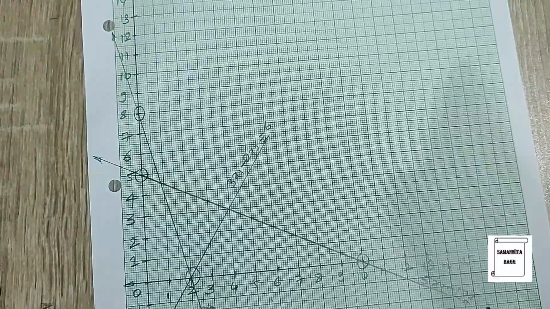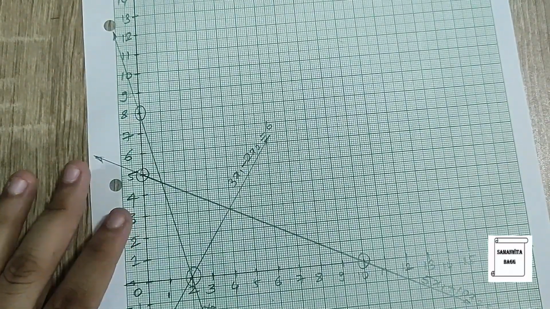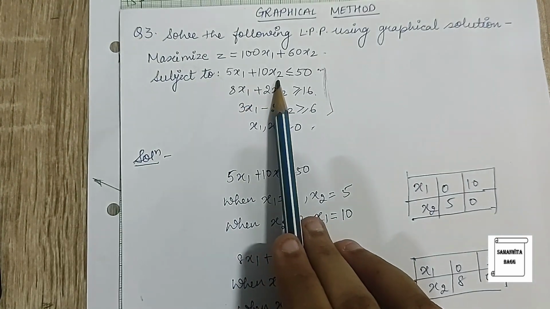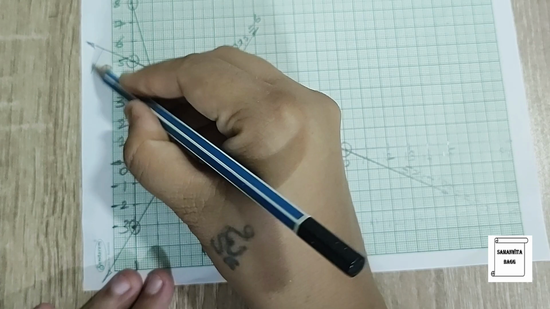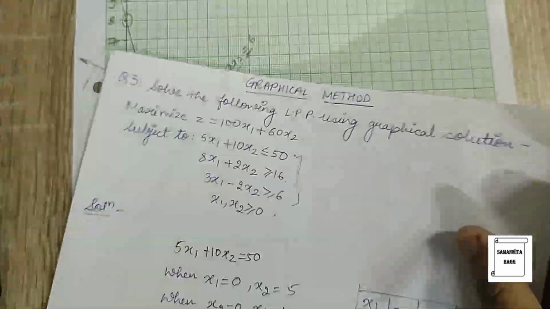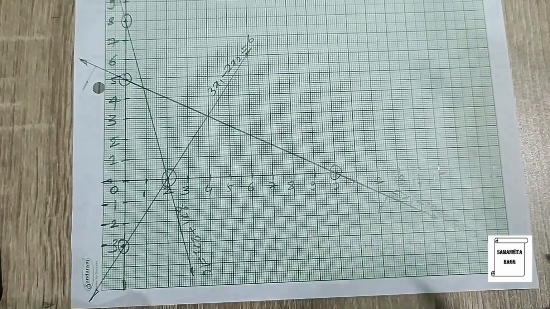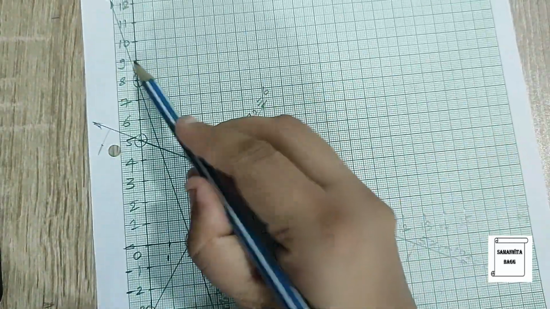Now we will try to find a feasible region. For that I'll see the equation. 5x1 + 10x2 ≤ 50. So with this line we have to take any point that is inward as a feasible region. 8x1 + 2x2 ≥ 16. For this line it is greater, means it is away.